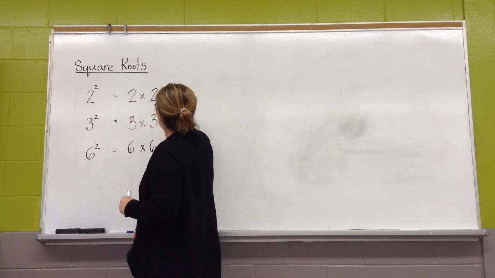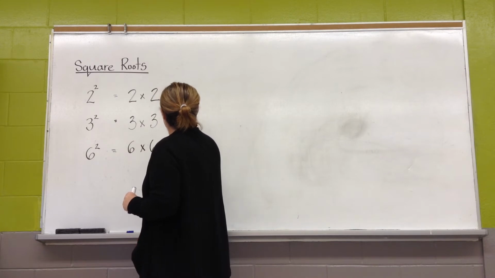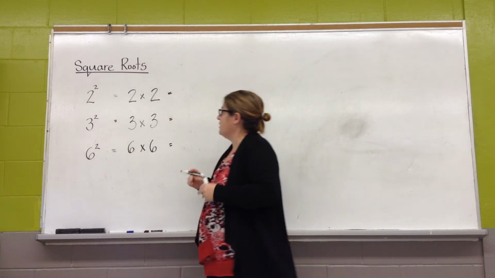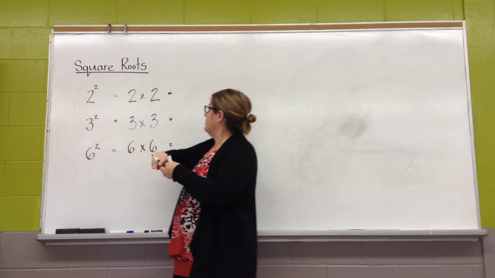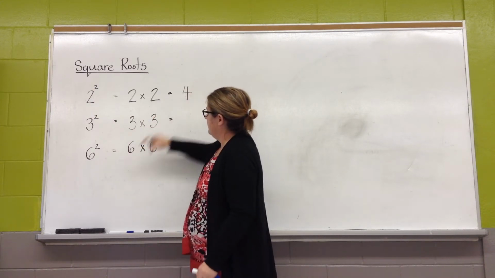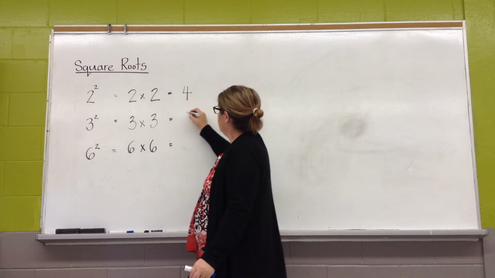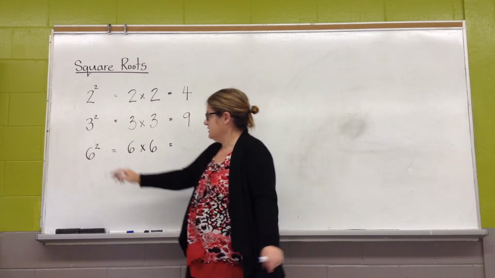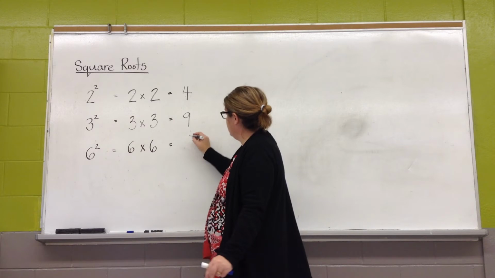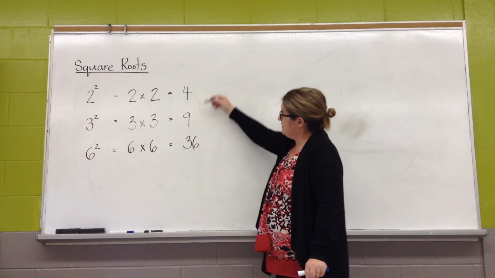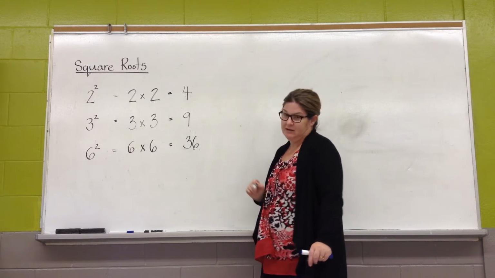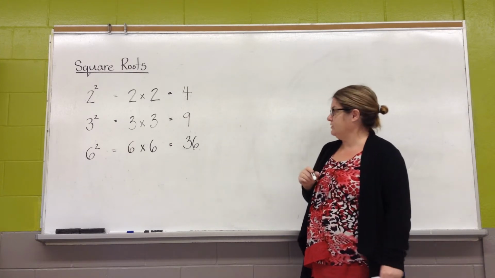And so students will become very good at memorizing these pairs. We have 2 squared equaling 4, 3 squared equaling 9, 6 squared equaling 36, and so on. These answers that we're listing are known as perfect squares.